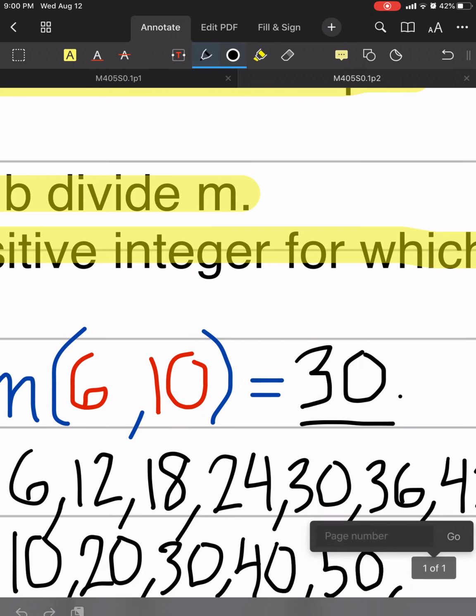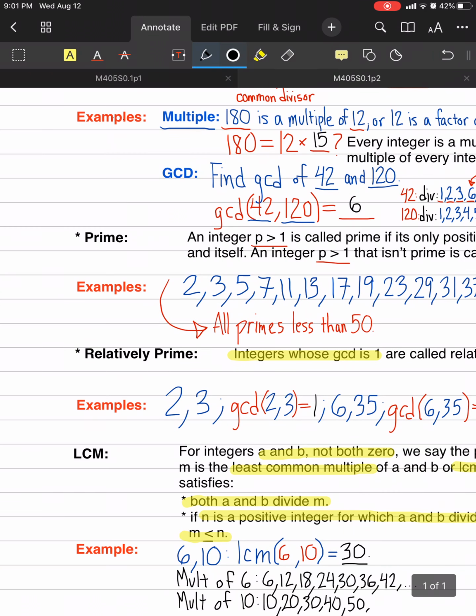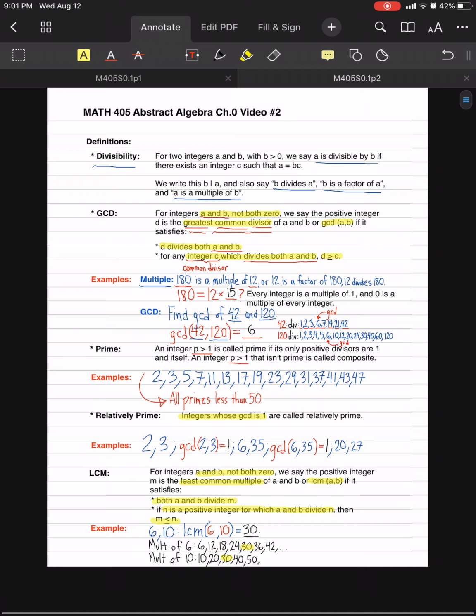Okay, anyway. So here we have the multiples of 6 and the multiples of 10. You will notice that the first number that appears on both lists is 30. And it does have to be the first in order to be the least common multiple. So the least common multiple is the earliest number that appears on both lists. Okay, and that is how you can find an LCM of a pair of numbers pretty quickly.